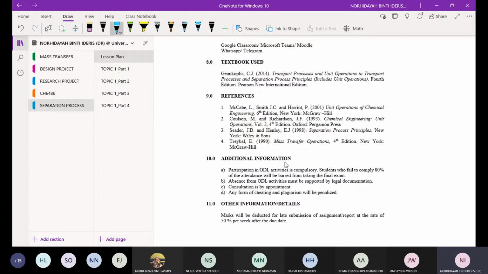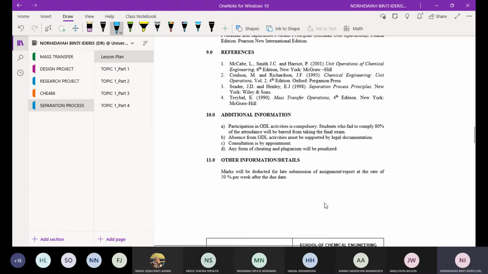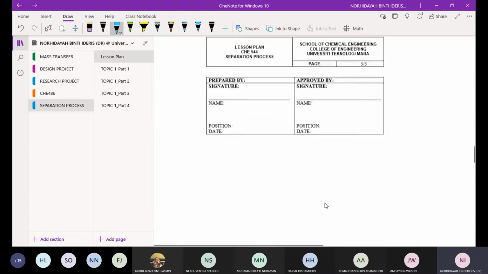Okay, that the participation in ODL activities is compulsory. Okay, sama juga macam sebelum ni. Kalau we have the face-to-face classes, then you need to have 80% attendance. Alright. Consultation is by appointment ni, I'm not so rigid lah. I mean, you can just simply WhatsApp me private if you have some kind of question, and I will reply bila mana saya ada masa. Okay, so you know that any form of cheating and plagiarism will be penalized. Alright, so I think it's clear.